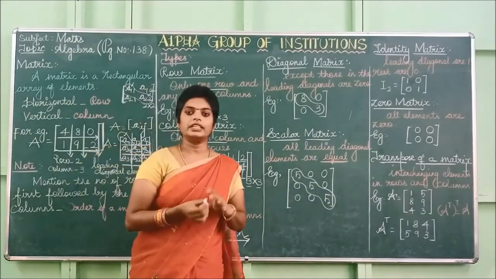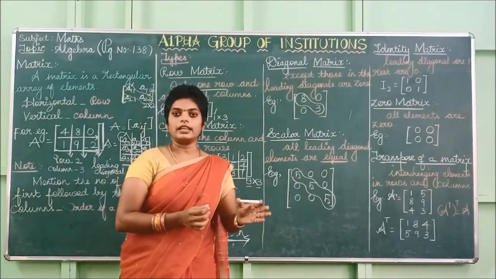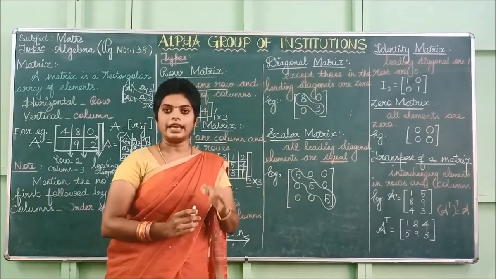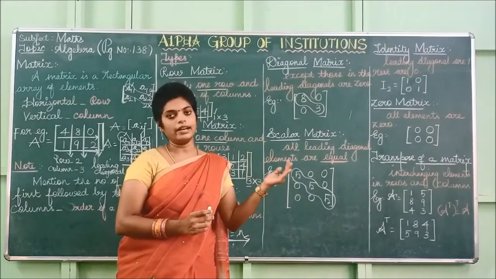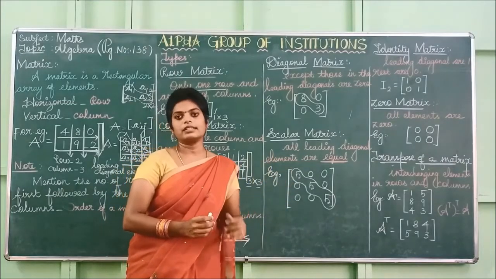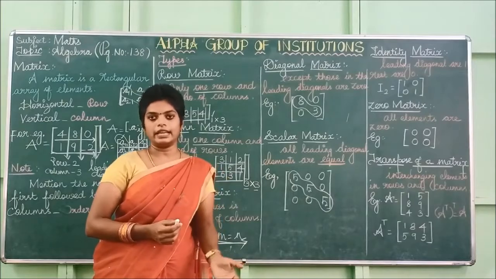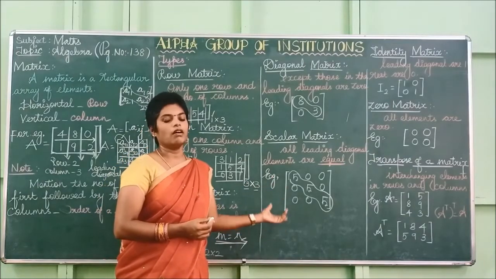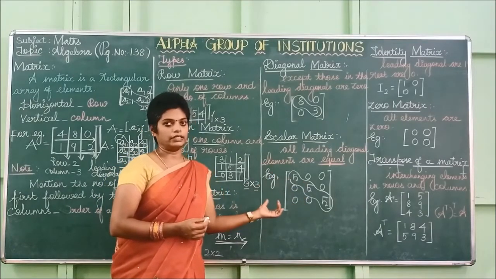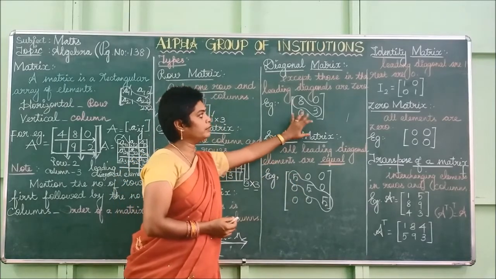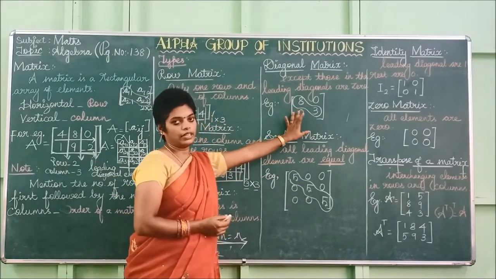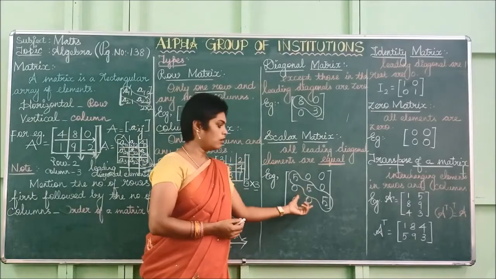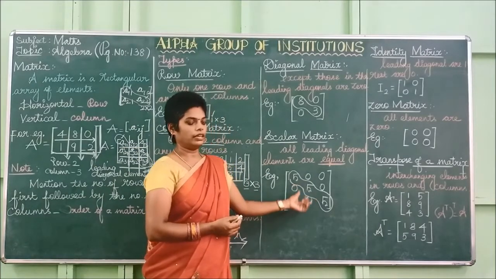So listen, the difference between diagonal and scalar: when you say diagonal matrix, consider one square matrix where all the elements except the leading diagonal are 0. For a scalar matrix also, all elements except the leading diagonal elements are 0, but all leading diagonal elements must be equal. For a diagonal matrix, there is no necessity to be equal; if they are equal also, no problem. But for a scalar matrix, the leading diagonal elements must be equal.